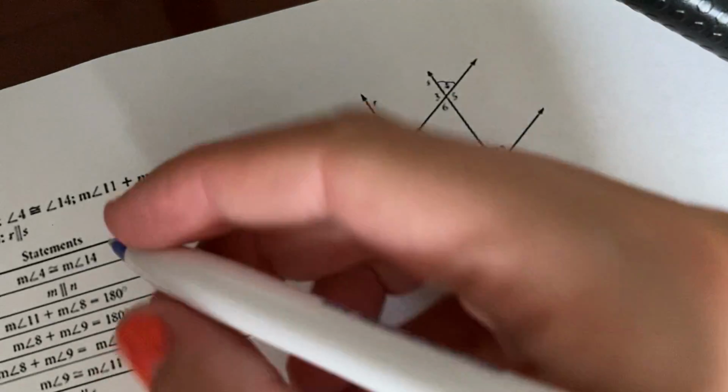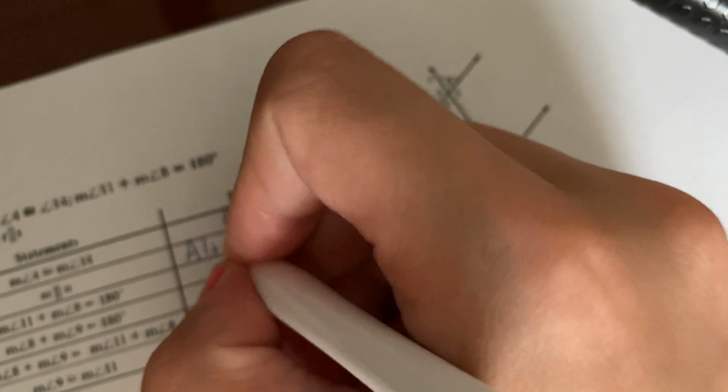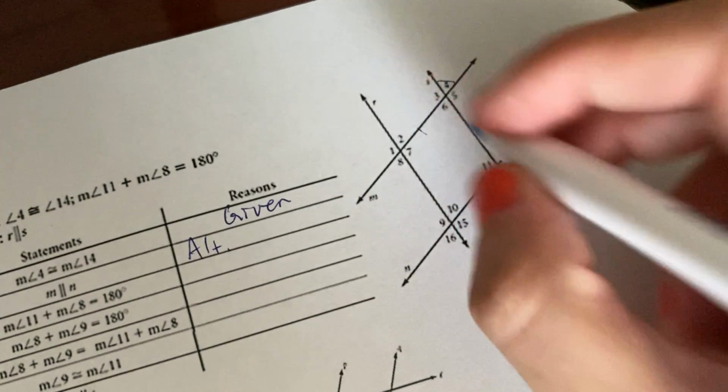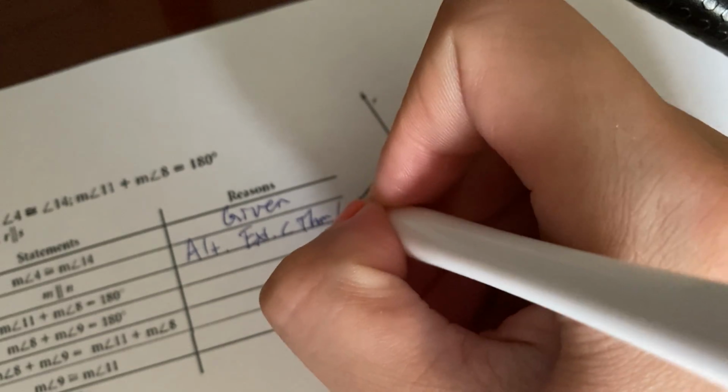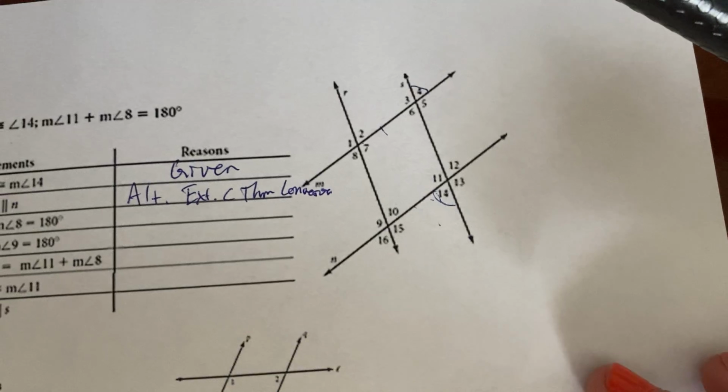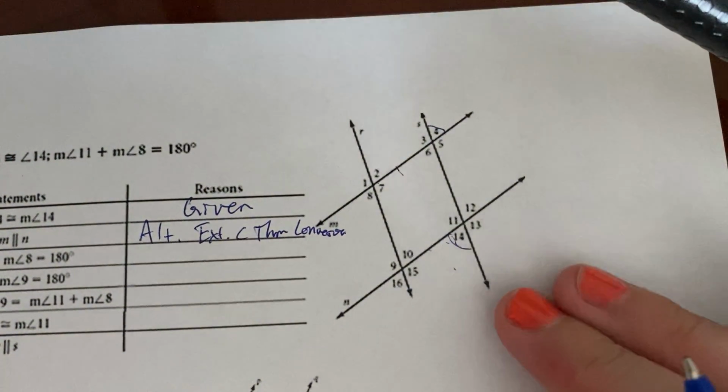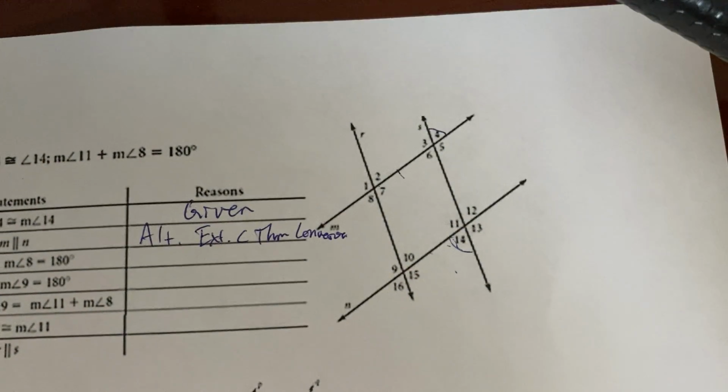So we'd still say alternate exterior, because they're exterior angles, angle theorem, but we need to add the word converse to it, okay? So, yeah, I would work through this one first, then have you guys try these next ones, okay?